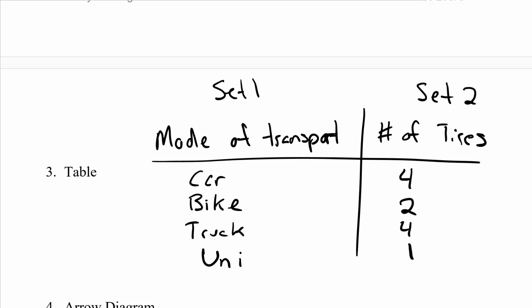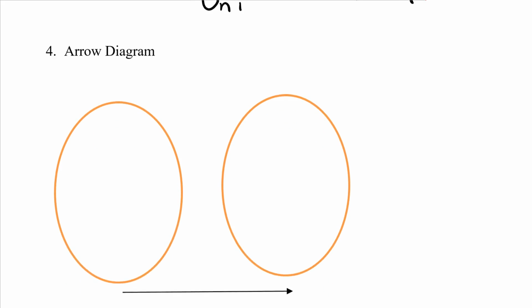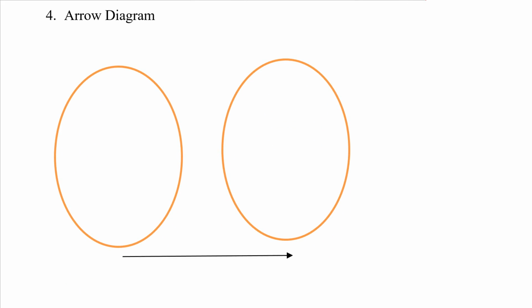Finally, let's go to our 4th mode, which is the arrow diagram. So for our arrow diagram, we make 2 rather large ovals, and we have a little arrow pointing to the left. So this essentially becomes all our elements of set 1, and this becomes all of our elements of set 2. And notice how I said all. So we're going to list them all here.